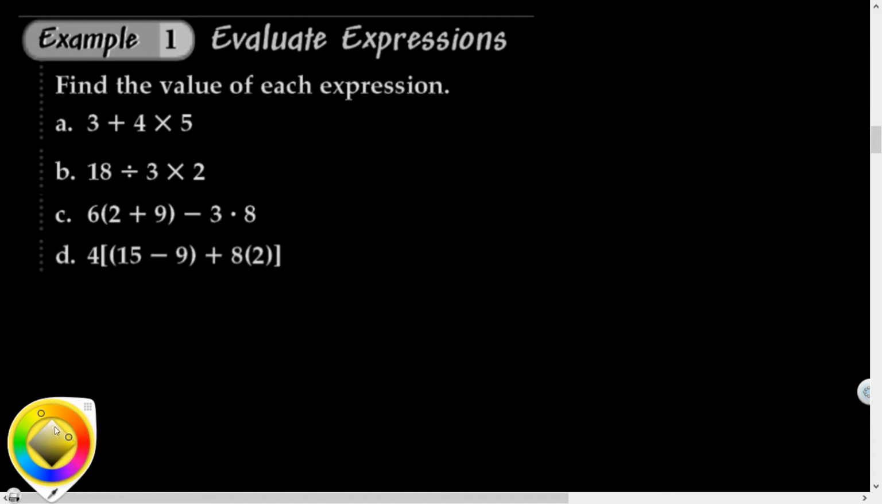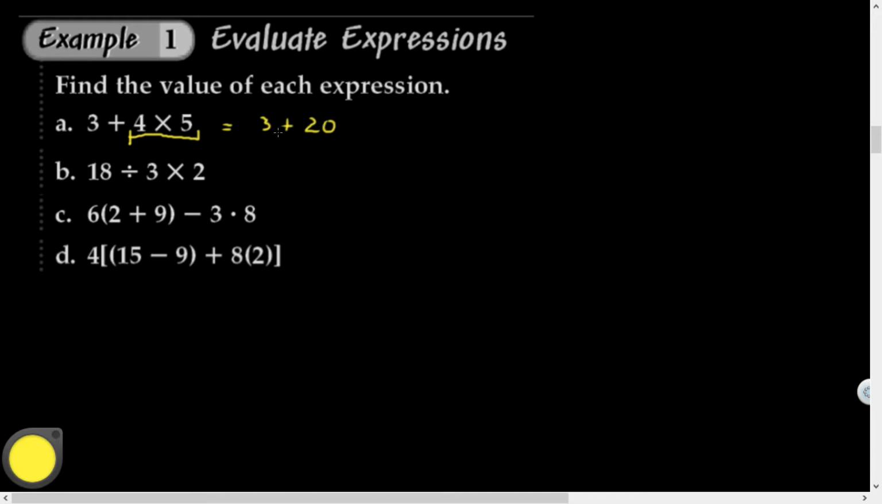Let's first go through and do problem A. So let's see, which operation should I do first? Addition or multiplication? Multiplication. So I'm going to note that I'm doing this first. So 4 times 5, I'm going to get 3 plus, let's see, 4 times 5 is 20. And now there's only one operation left, and 3 plus 20 is 23. I believe that's my answer.